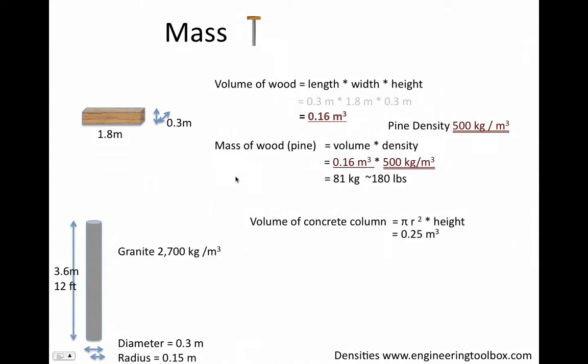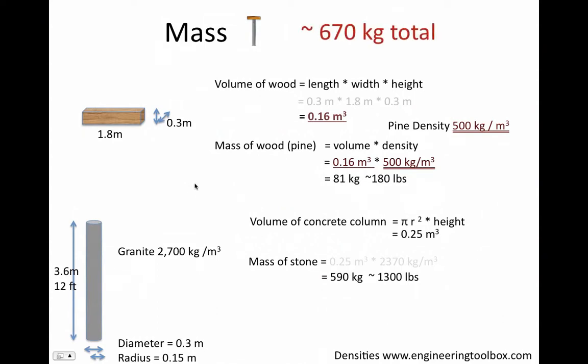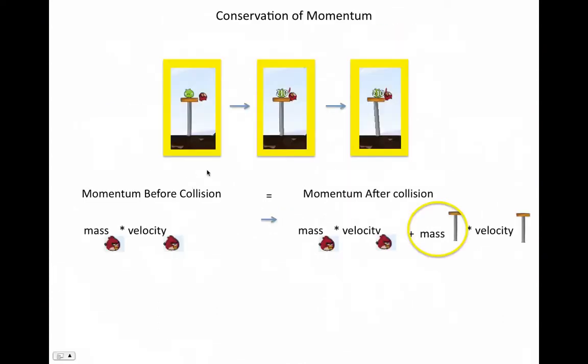Similarly, we're going to do this for concrete, and we're going to assume this is a concrete column, and we've measured it before. We calculate the volume to be 0.25 meters cubed. Granite has a density of 27 kilograms per meters cubed, quite dense, as you would expect, and so now the mass of this concrete column is 590 kilograms, or 1,300 pounds. And so this total mass is about 670 kilograms. Okay, so now we figured out the mass of this concrete stand as being 670 kilograms.